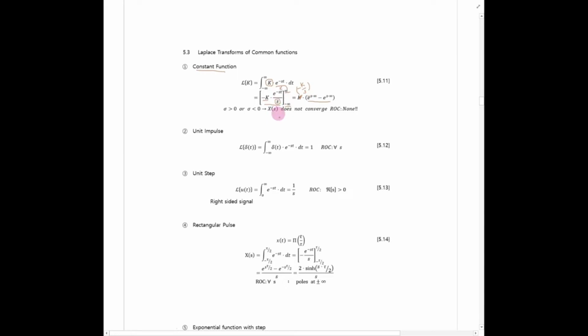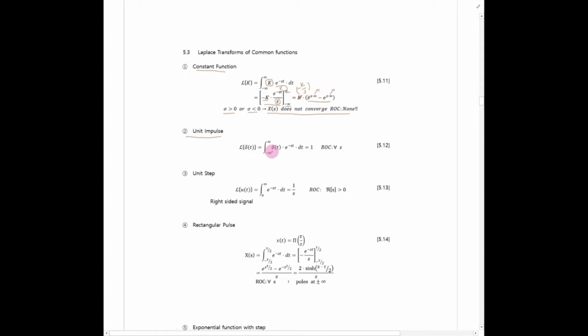And here, we need to think about the region of convergence. There is no region of convergence that exists in this case. If sigma is positive, then this goes to divergence. If sigma is negative, this term goes to infinity. So X(s) doesn't have a region of convergence. It doesn't converge.